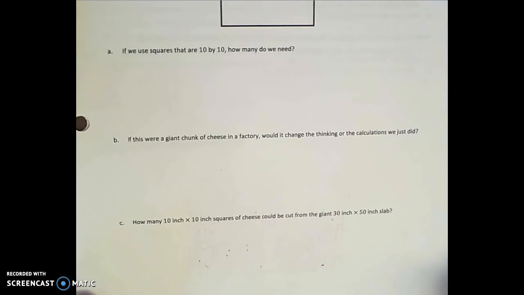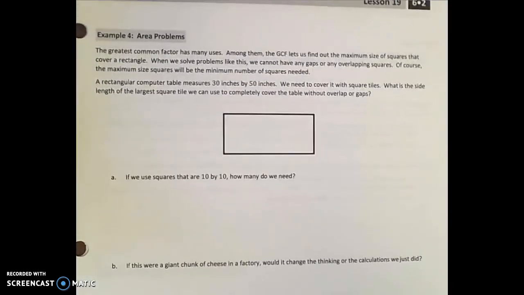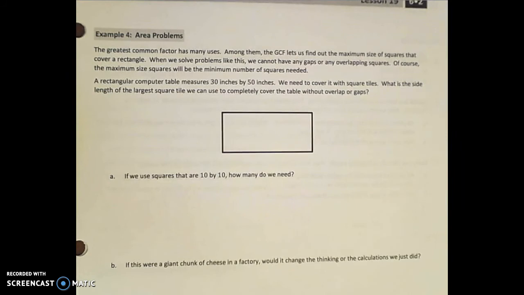Taking a look at one last problem here. The greatest common factor has many uses. Among them, the GCF lets us find out the maximum size of squares that cover a rectangle. When we solve problems like this, we cannot have any gaps or any overlapping squares. Of course, the maximum size squares will be the minimum number of squares needed. A rectangular computer table measures 30 inches by 50 inches, and we need to cover it with square tiles. What is the side length of the largest square tile we can use to completely cover the table without overlap or gaps?